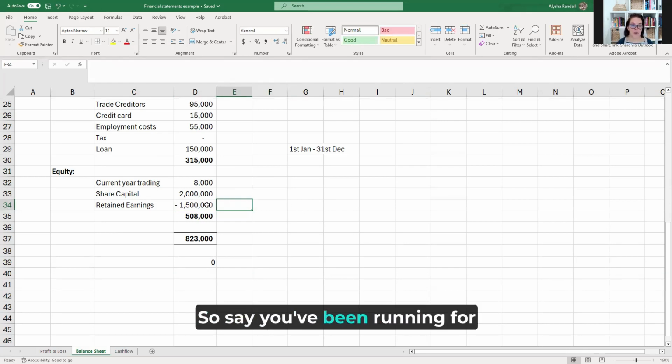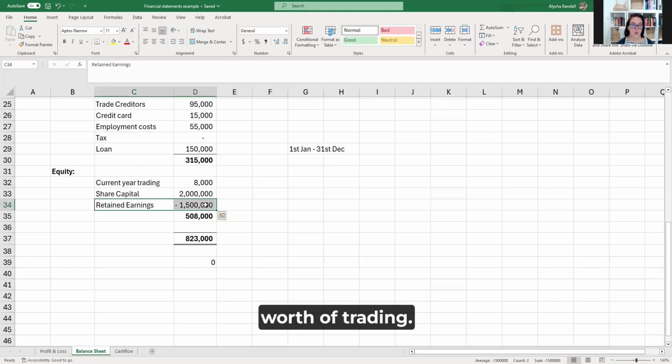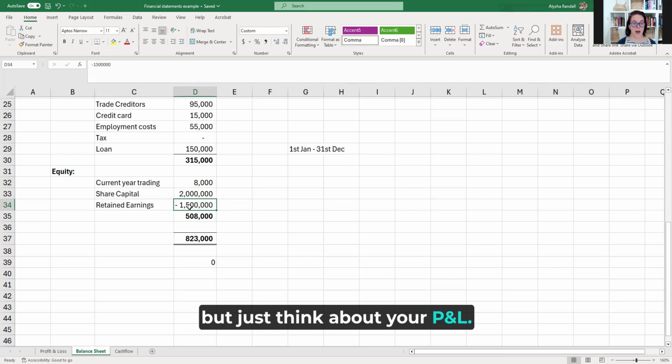So say you've been running for 10 years and you're in year 11, then this would be 10 years worth of trading. And in startups and scale ups, this one and this one is very commonly negative. If you're not, great, but it doesn't mean it's wrong. Just think about your P&L: have you had profits or losses throughout your period? So that's what those two are.